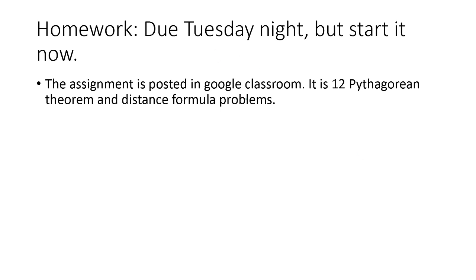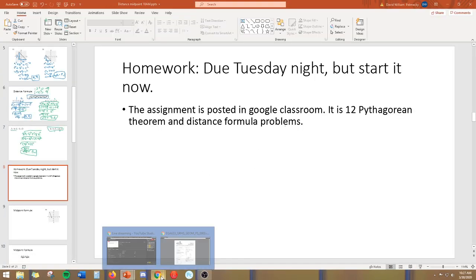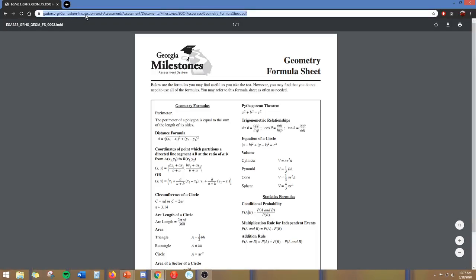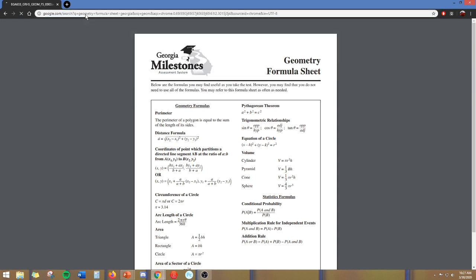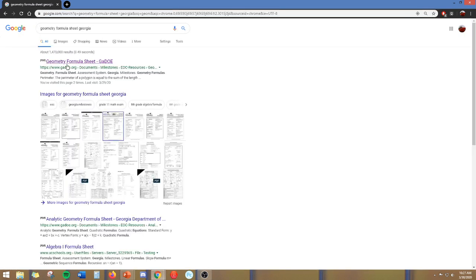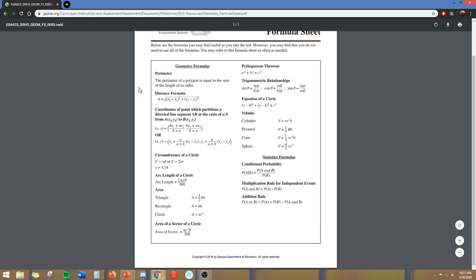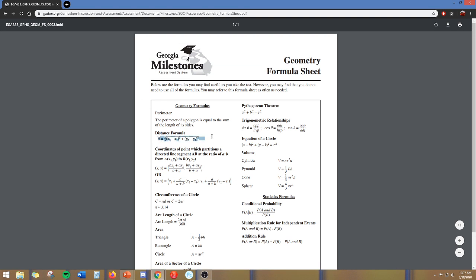If you forget the distance formula, just go to the internet and Google geometry formula sheet Georgia, and click this first link. It's the geometry formula sheet Georgia DOE. That link will take you to the formula sheet that we would use on the milestone. And if you look, lo and behold, there's the distance formula right there, at the top left. So that can help you out.